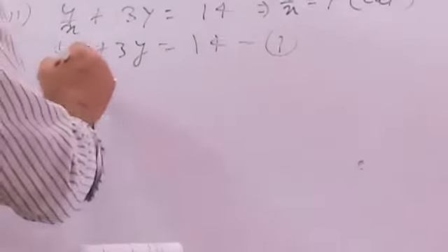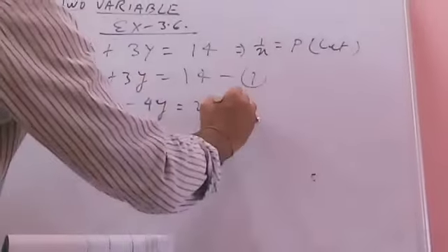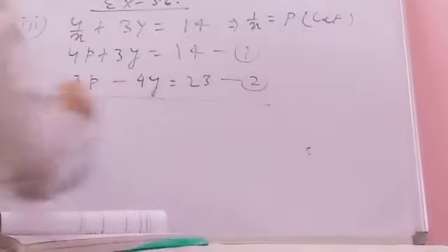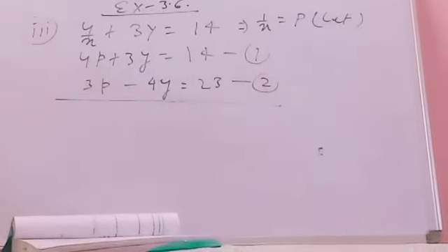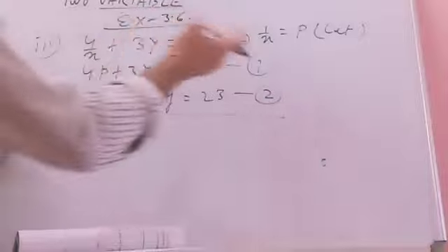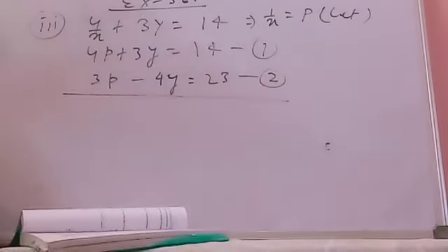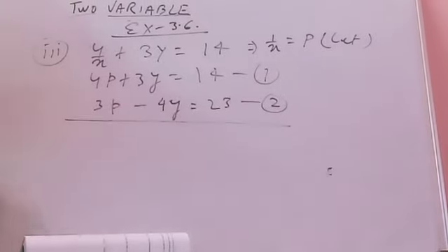Second is 3 by x, so this is 3p minus 4y is equal to 23. This is equation 2. So from equations first and second, now use the elimination method and find out the value of p. Once you have the value of p, make it the reciprocal, you will have the value of x, and the value of y you can find out easily.